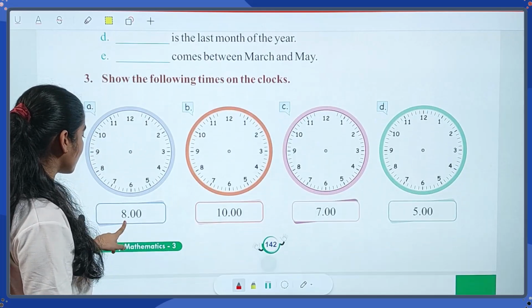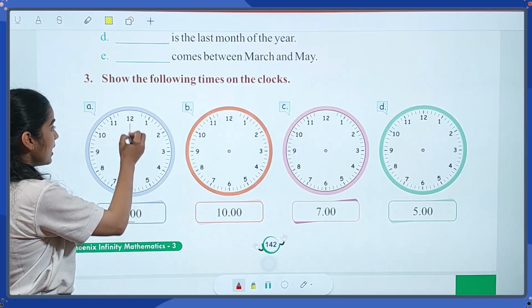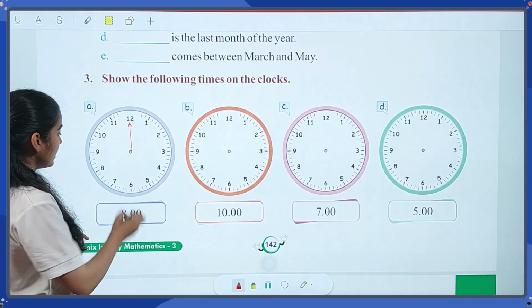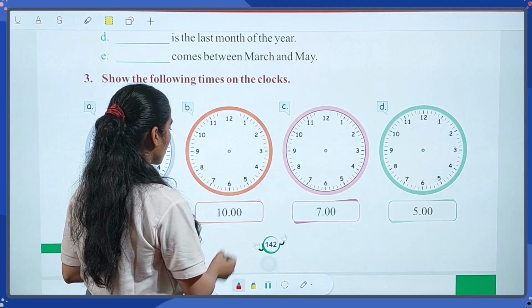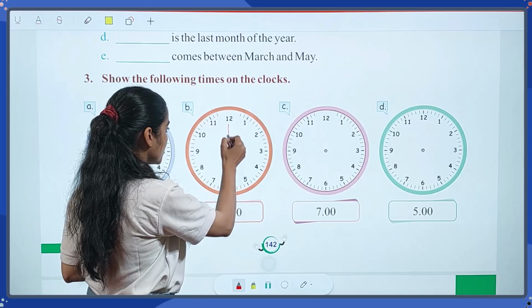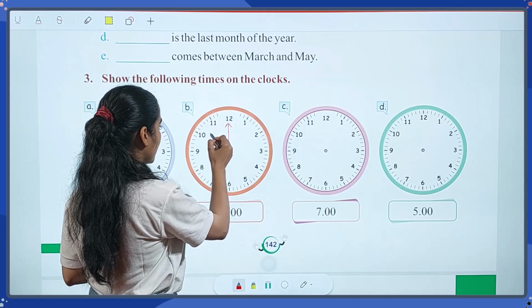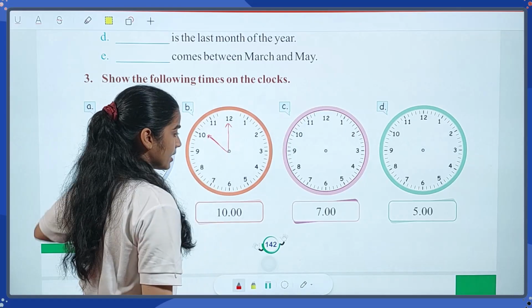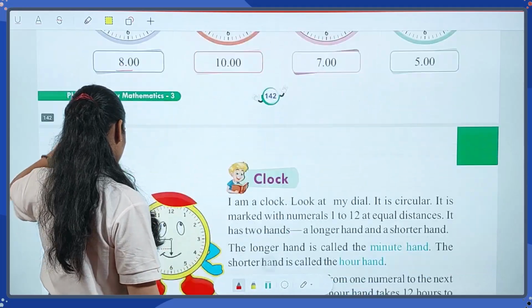Now, show the following times on the clocks. We have to show 8 o'clock. The minute hand should be at the 12 and the hour hand should be at the 8. Next, 10 o'clock. The minute hand should be at 12 and the hour hand should be at 10. Next, you have to represent 7 o'clock on the clock.